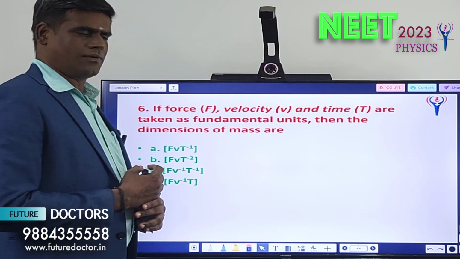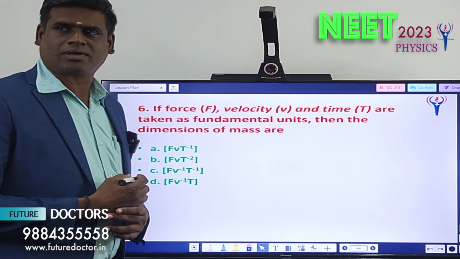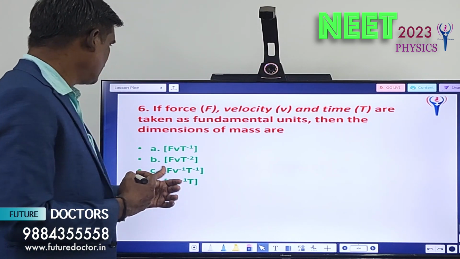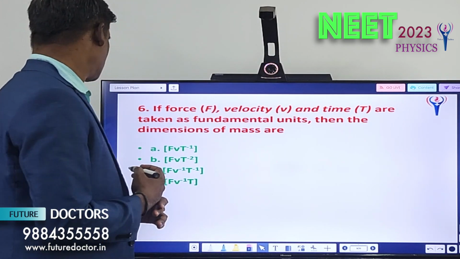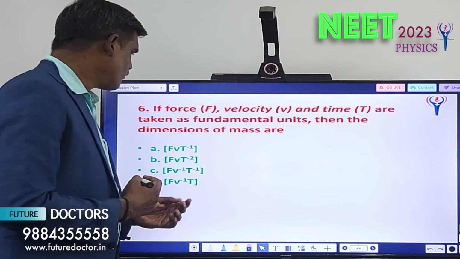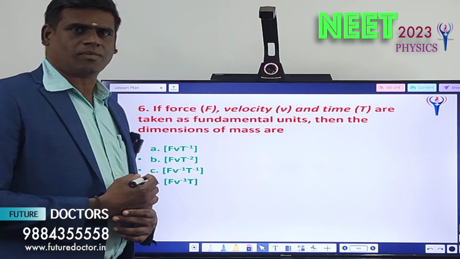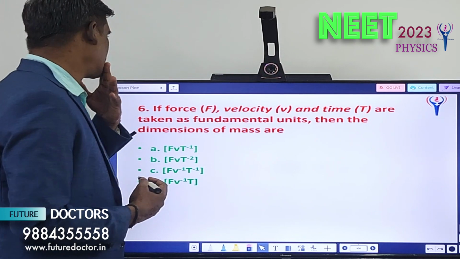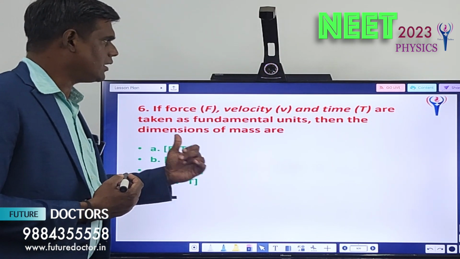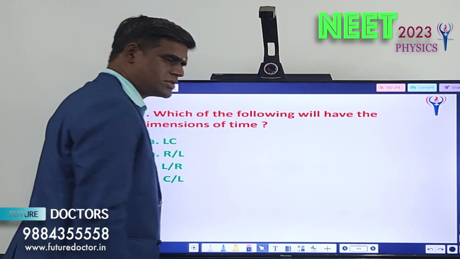If force F, velocity V and time T are taken as fundamental units, then the dimension of mass is dash. A, F V T power minus 1. B, F V T power minus 2. C, F V power minus 1 T power minus 1. D, F V power minus 1 T. That is, you want to find the dimension of mass in terms of force F, velocity V and time T. Let's move to the last question, question number 7.